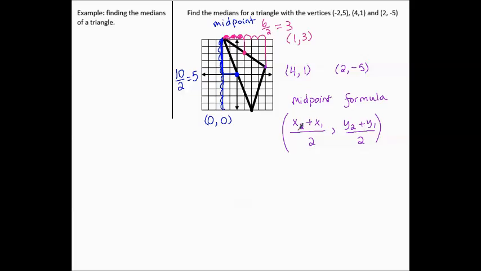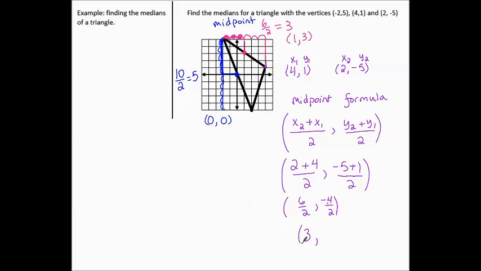So our x2, x1, y2, y1. So we have (2 + 4) divided by 2, comma, my y2, negative 5, plus my y1, 1, divided by 2. 2 plus 4 is 6 over 2. Negative 5 plus 1 is negative 4 over 2. 6 divided by 2 is 3. And negative 4 divided by 2 is negative 2. So my final midpoint is at (3, -2).